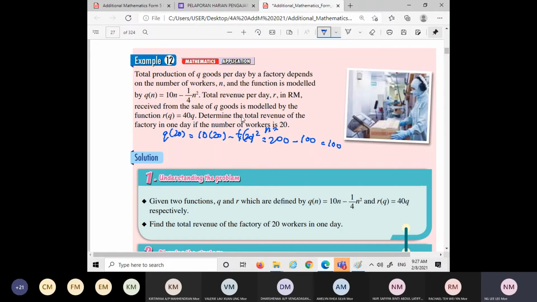Then continue. The total revenue per day, R in RM, received from the sales of Q goods is modeled by R(Q) equals 40Q. Now the Q you get is 100. So 40 times 100, so 4000. The answer is 4,000.